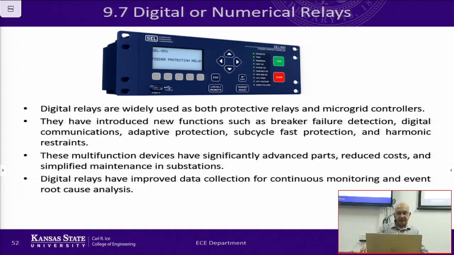The advantage of a digital relay is that it's a multi-function relay. This is basically a computer essentially. In the old days, a mechanical relay or even a static relay had a fixed function, but this one is a multi-function relay because all you have to do is select specific characteristics, and it's basically a computer.